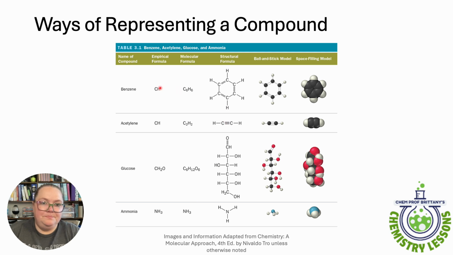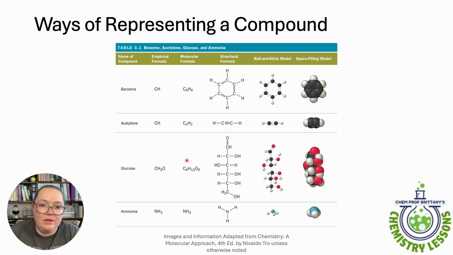So here we can see we've got benzene, which is C6H6. The empirical formula of that is CH. And here's our structural formula. You can see here 2 lines that represents a double bond, and ball and stick, space filling. Acetylene, also CH, but this is only C2H2, so we have a triple bond between our carbons that looks like this.